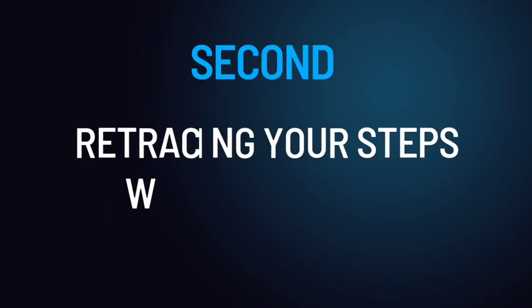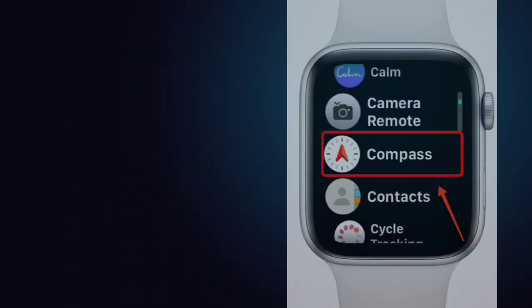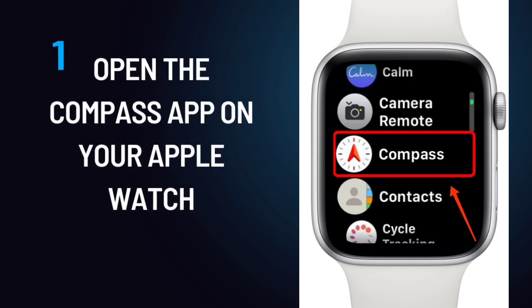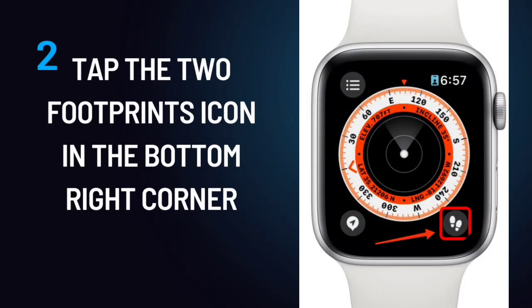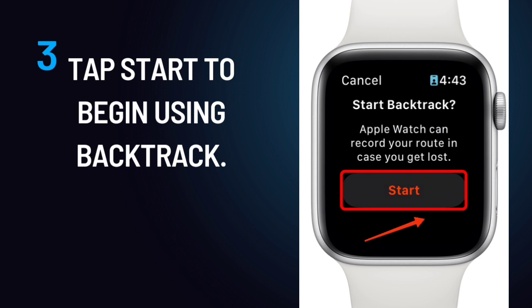2. Retracing your steps with Backtrack. 1. Open the Compass app on your Apple Watch. 2. Tap the two footprints icon in the bottom right corner, the Backtrack button. 3. On first use, a start screen appears. Tap Start to begin using Backtrack.